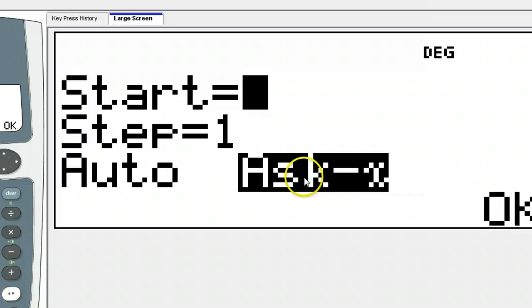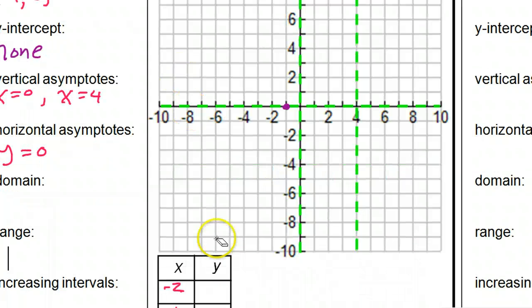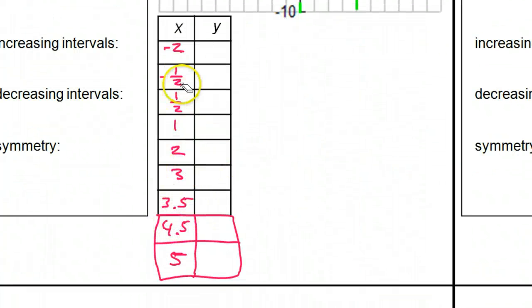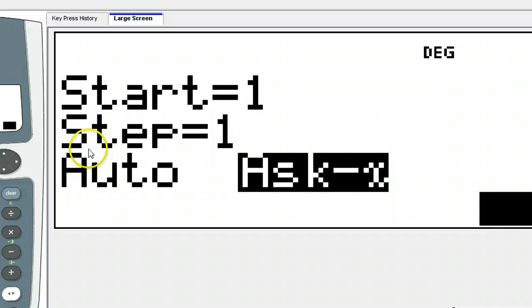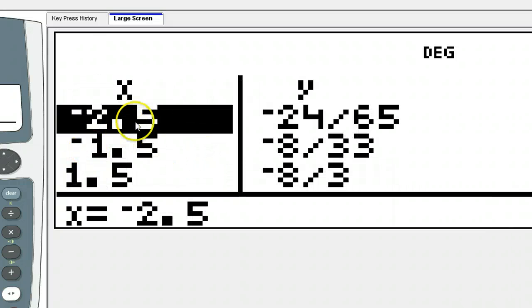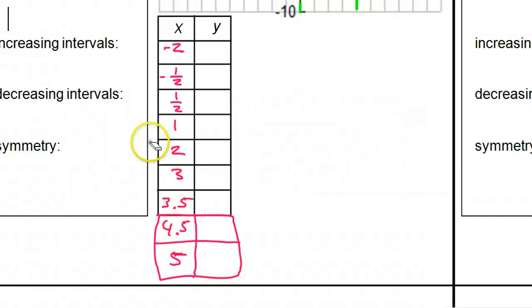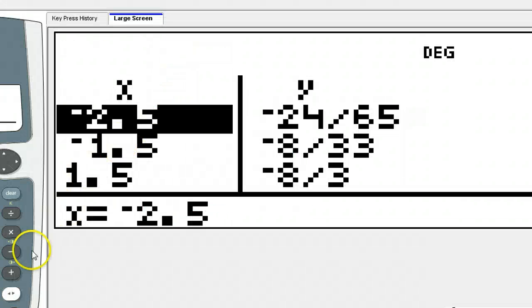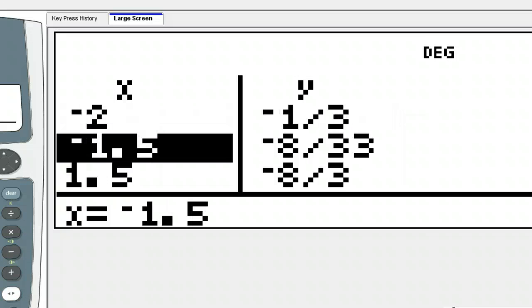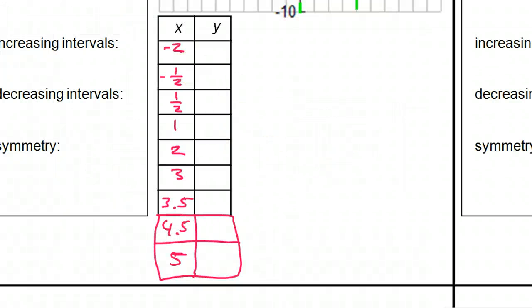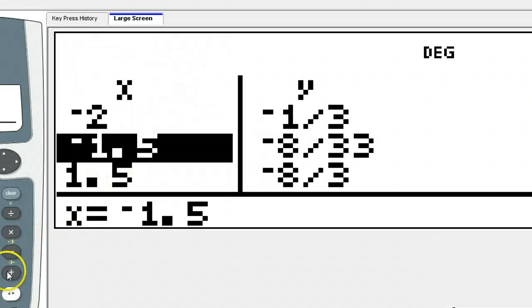Okay, let's definitely use the Ask X feature. We have a lot of decimals and fractions that we're dealing with, so we can just find all of these values using the Ask X feature. So just hit enter, and let's just type in one by one what we want. So for example, -2, so just type in -2. Alright, so that's -1/3. If I want to do -1/2, I'll just type it in. -1/2.